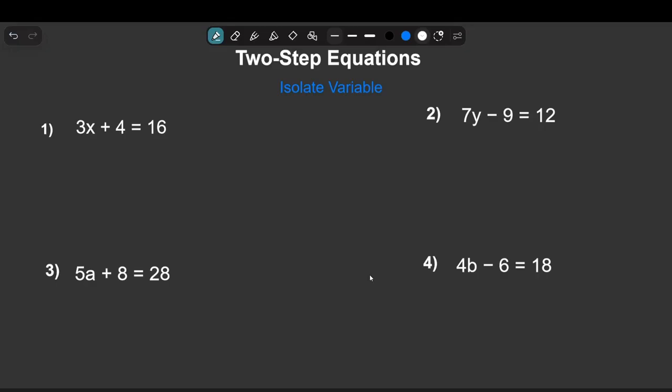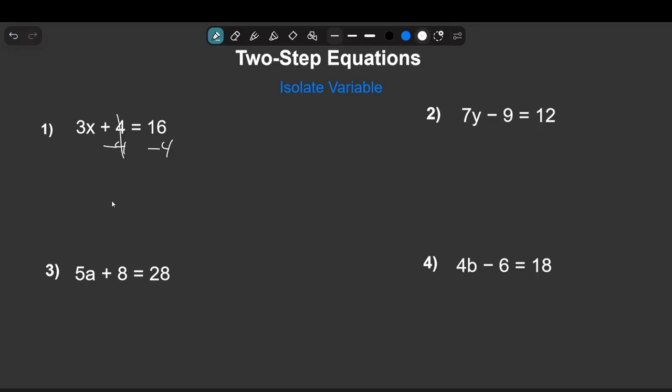Let's jump into number 1, where we have 3x plus 4 equals 16. Well, as you guys can see here, we have a multiplication and we have an addition. When we are doing two-step equations, we are going to start with the addition. So we are going to take away the addition. Basically, we are going to inverse our addition to get it away. So we're going to do minus 4 on both sides.